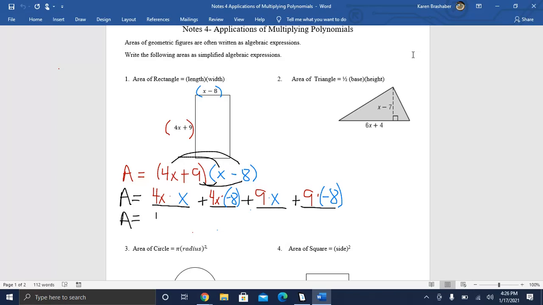So 4x times x would be 4x to the second. Now we're taking a 4x times a negative 8. So that's a positive times a negative. So we'll have a negative. We don't want a double sign. So we'll just have negative 32x. Then plus 9x, there's no other simplifying to do there. And then 9 times negative 8, that is a negative 72, so we won't have the double sign.